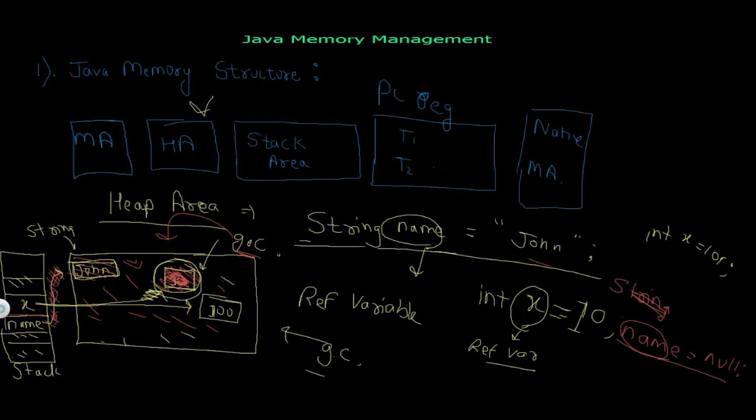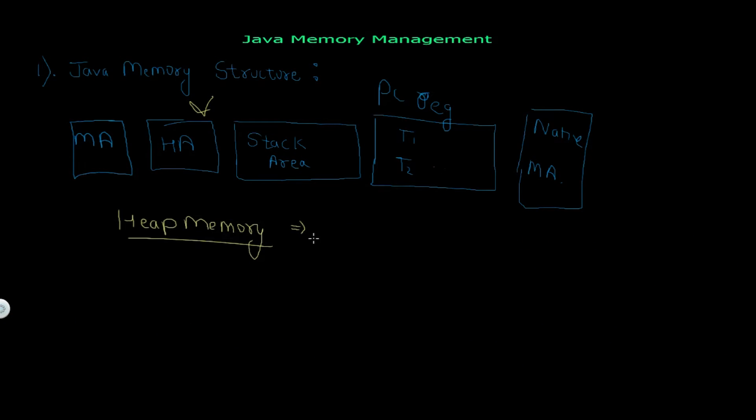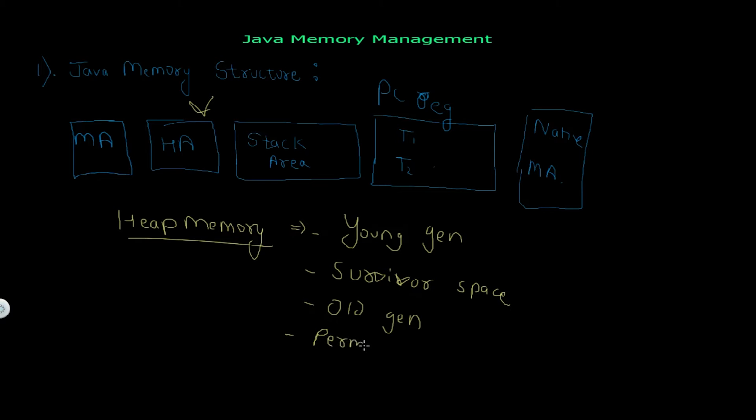Now, I'm going into the details of how the heap area has several different parts. Whenever we say heap memory, we already know what it does and how it works. Now, let us see how many parts the heap memory is divided into. First is young gen or young generation. Next comes survivor space. Third comes old gen or old generation. Fourth comes perm gen or permanent generation. And at last comes the code cache.